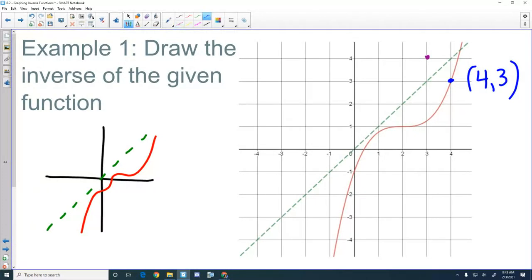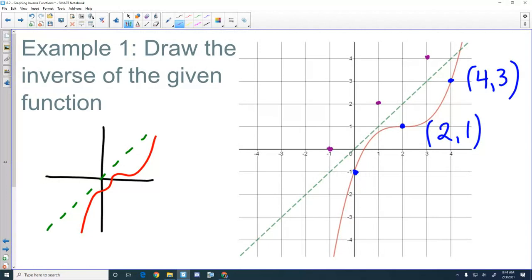All right, let's pick another point right here. This point is 2, 1. Switch the x and the y. I'm going to go to 1, 2. Where else? How about right there? Pick that point. 0, -1. Its reflection would be at -1, 0. Going off to the left. Make sure you don't go up. Don't move vertically. You're going to move just horizontally for that one.